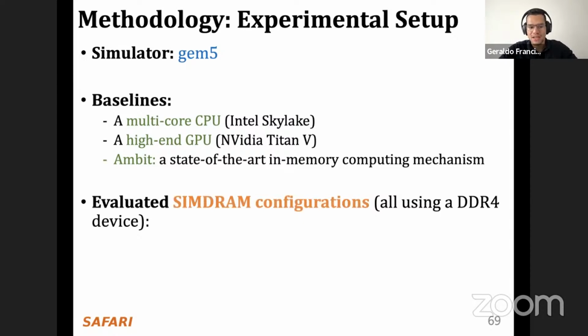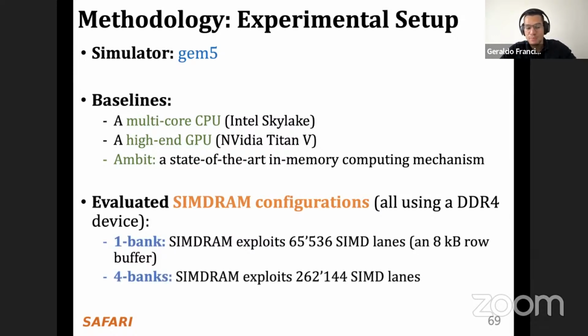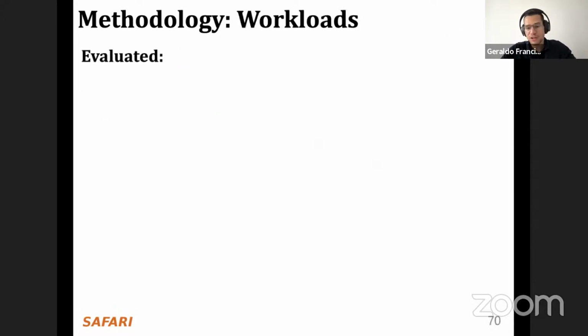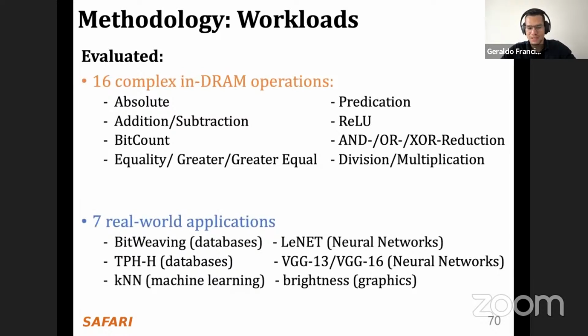We evaluate SIMDRAM using a DDR4 device, using one single SIMDRAM bank, and also enabling 4 and 16 banks. This is going to enable basically a different amount of in-DRAM parallelism for doing the computations. We also evaluate 16 complex operations in DRAM and also 7 real-world applications. Those real-world applications go from databases to machine learning to neural networks and graphics.